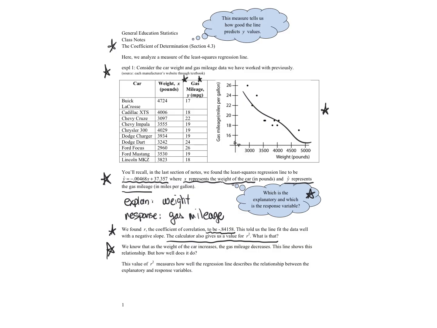So we know that as the weight of the car increases, the gas mileage decreases. And our regression line shows that relationship, right? But how well does that relationship really predict gas mileage? This value of R squared is going to measure how well the regression line describes that relationship between the explanatory and the response variables. Let's go to the next page and look at some actual numbers.